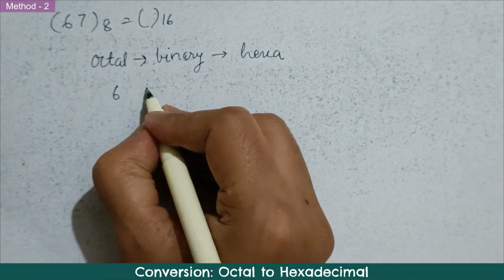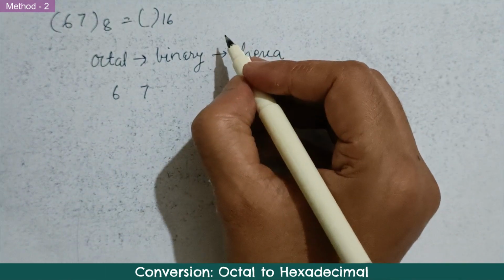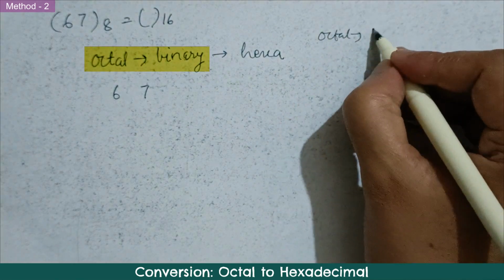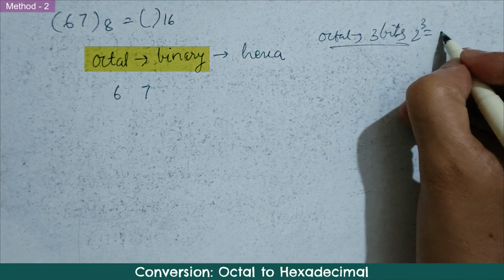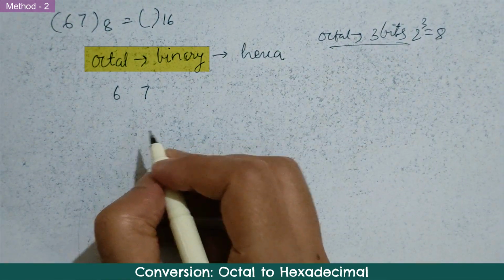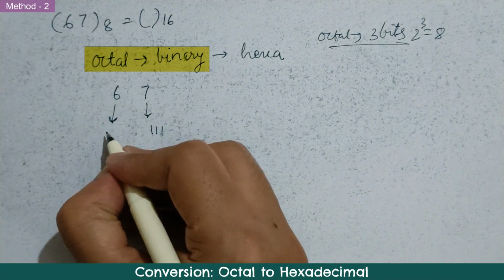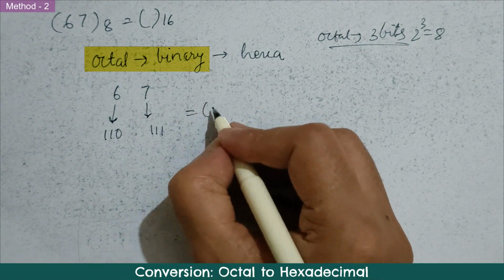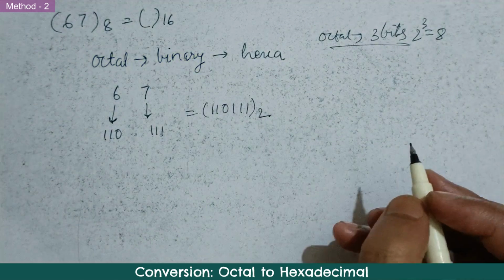So, write down the number. The first, we will convert the octal number into binary. As you know, we use 3 bits for representing octal, 0 to 7, in number system conversion table. 67. We can write 7 using 3 bits as 1, 1, 1, 6 using 3 bits as 1, 1, 0. So, required binary will be 1, 1, 0, 1, 1, 1.